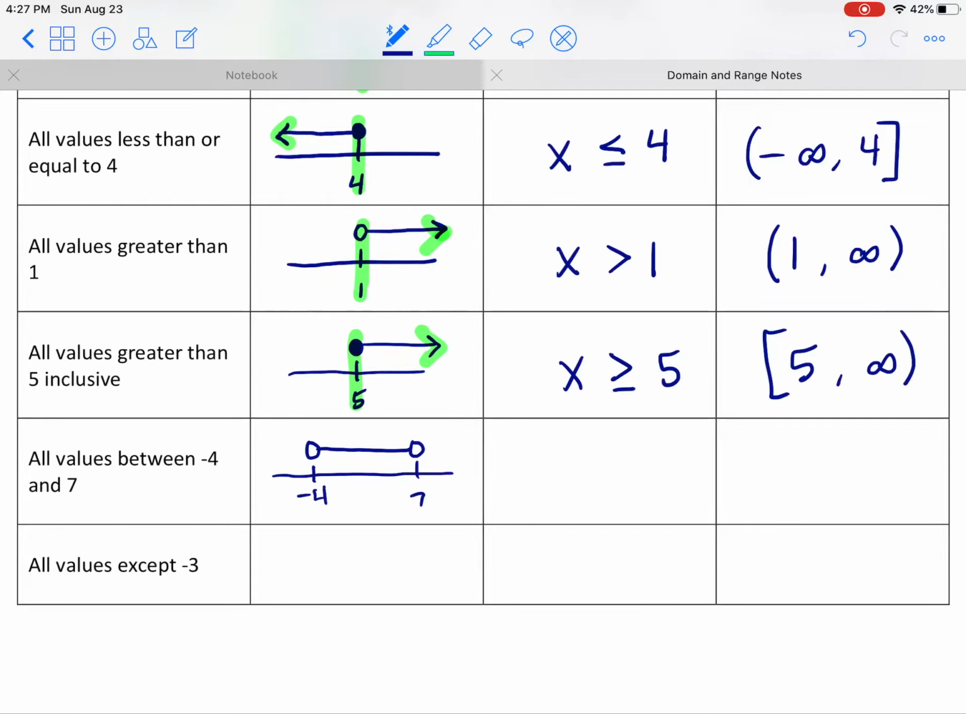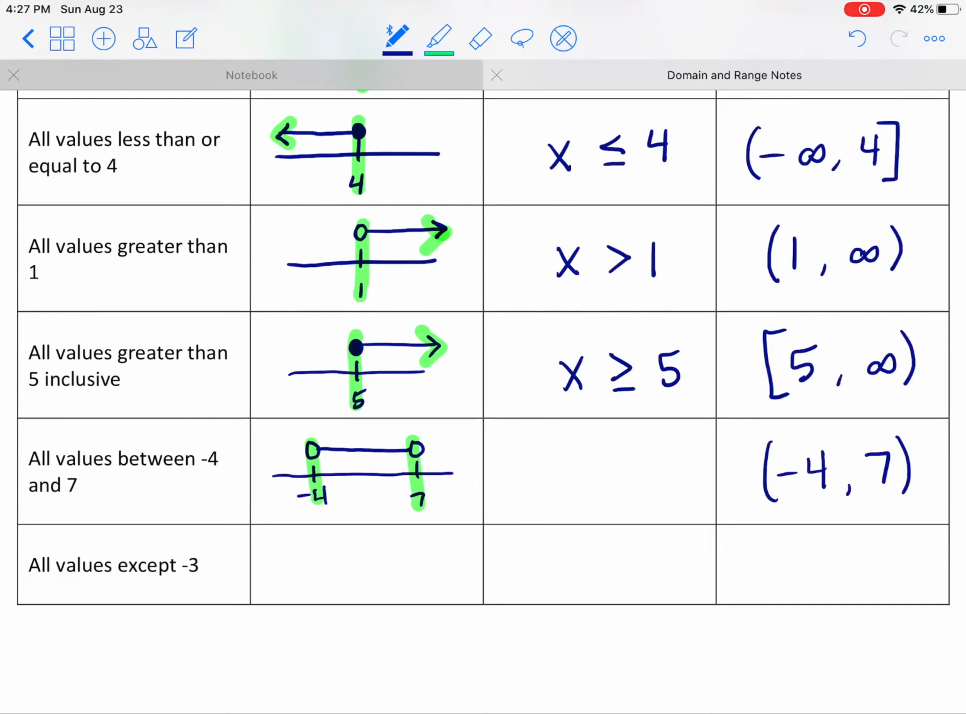In this case, the interval is pretty simple. The interval is where do the values start, where do they stop. So we're going to say this interval goes from negative 4 up to positive 7. And since we can't equal either one, we put parentheses on both.